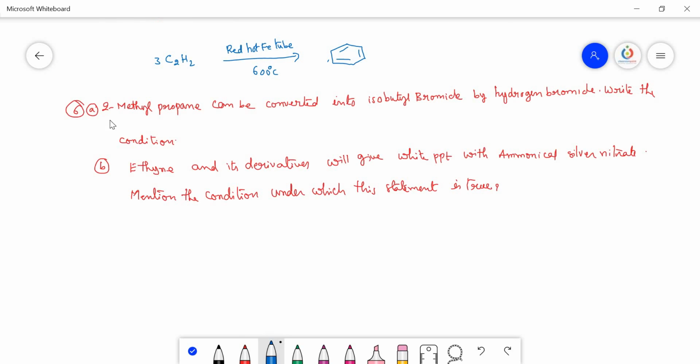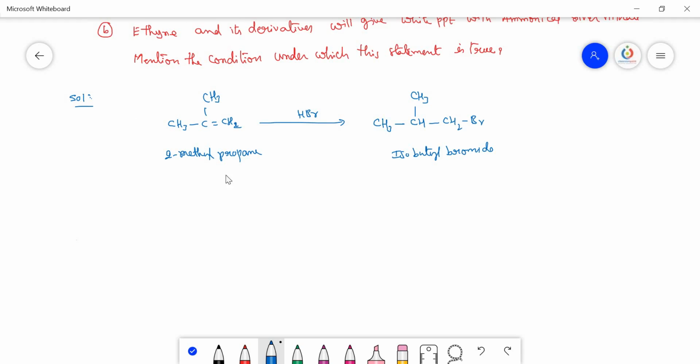So the first question is, 2-methyl propane can be converted into isobutyl bromide by hydrogen bromide. Write the condition. Solution. The given reaction is 2-methyl propane on reaction with HBr giving isobutyl bromide. In this reaction, hydrogen is added to the double bonded carbon with fewer hydrogens, and bromine to the one with more hydrogens. The required condition to carry out this reaction is peroxide. So in the presence of peroxide this reaction will happen.